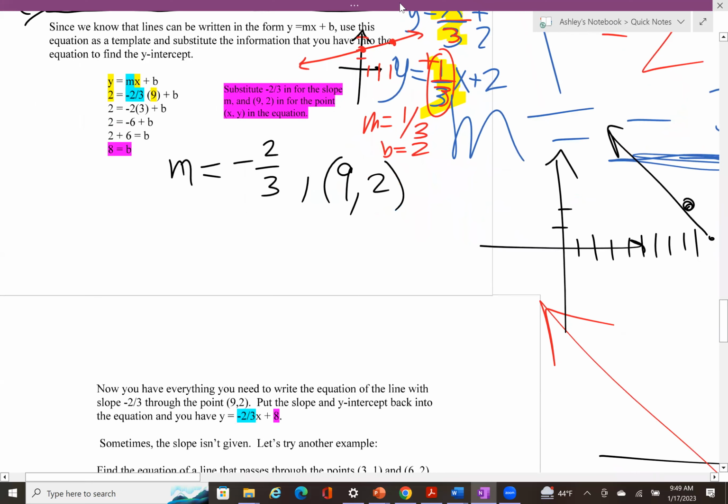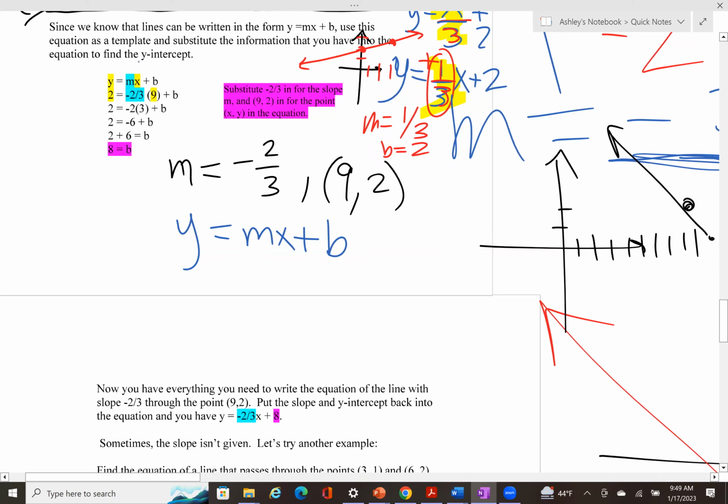Like they're showing you, you take the general equation of a line, y equals mx plus b. Really all we need to find is b, because in order to know the equation of a line, I need to know m and b. In this one I'm given m is negative 2/3. I put it there, replace it.